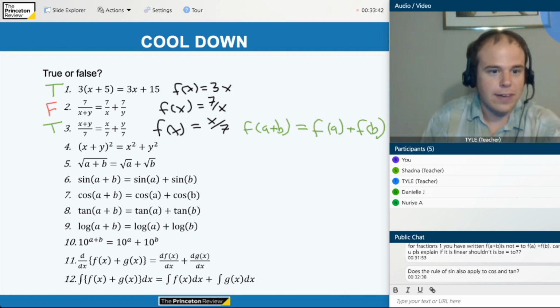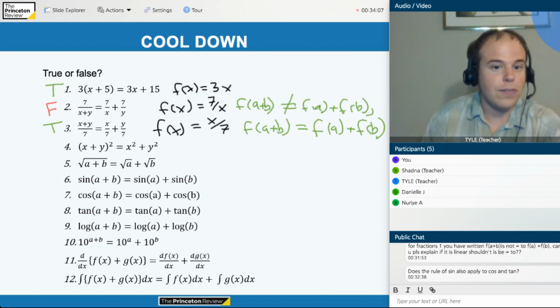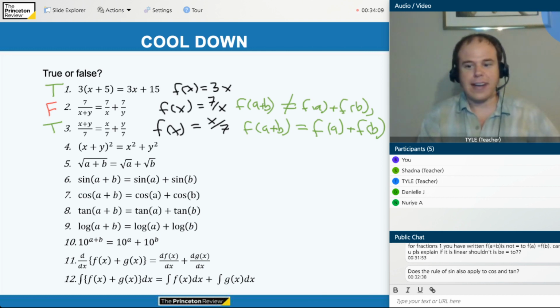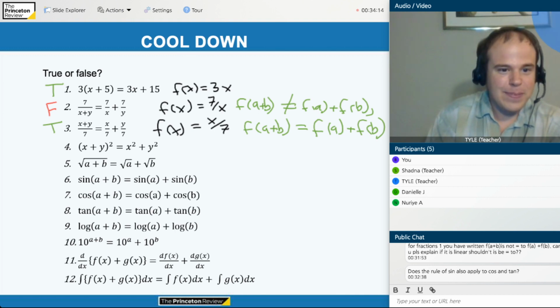Number 2, however, is false. This is because the function we're dealing with is 7 over x, 7 over something, and this is not linear. Because 1 over x is not a linear function. So f of a plus b in this case does not equal f of a plus f of b, because 1 over x, or 7 over x, is still not linear. Okay, so hopefully that helped and made sense.